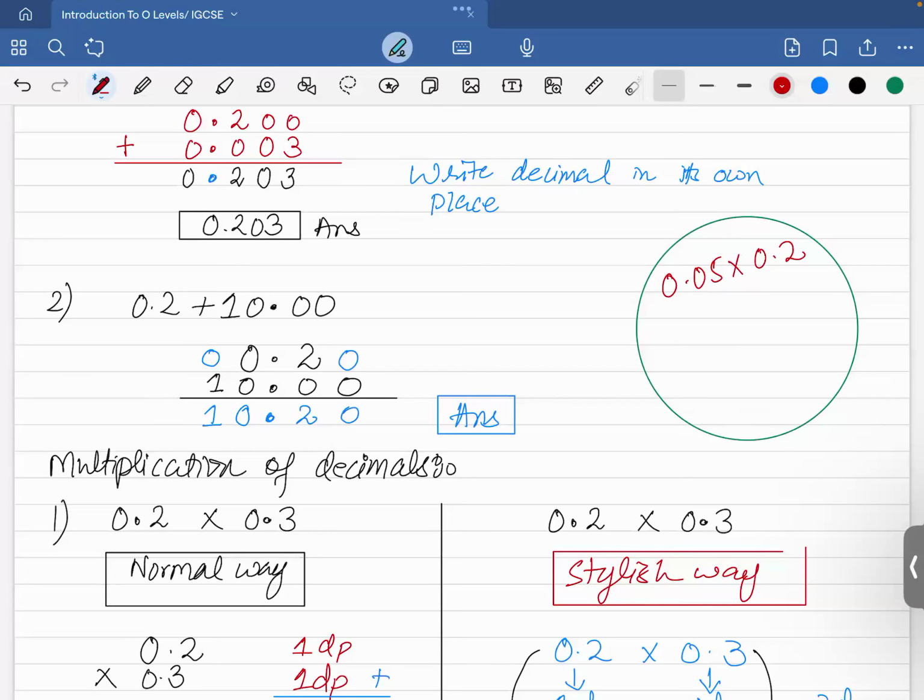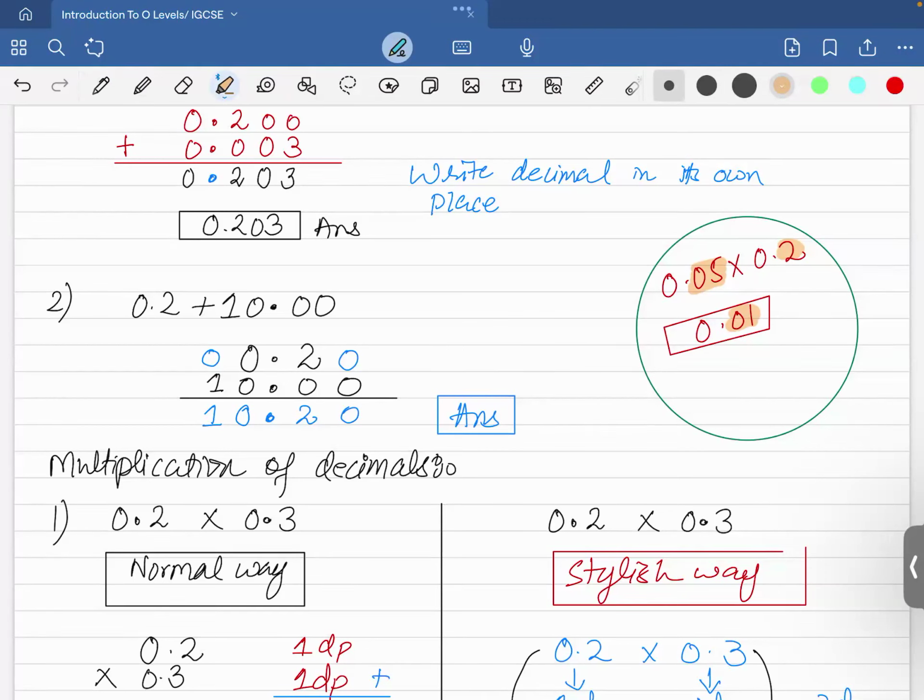Agree or not? The question is very easy. Most of the students wrote 0.01. Can you tell me if this is the right answer or not? Sir, it's wrong. There is a reason why this is wrong. You are my student, you have to talk about the reasons. This is two decimal places, this is one decimal place. It should be three decimal places. Agree or not? Yes sir.